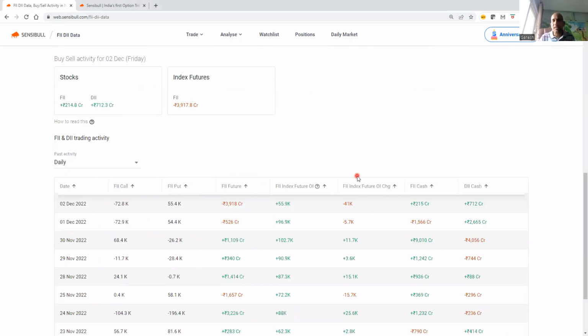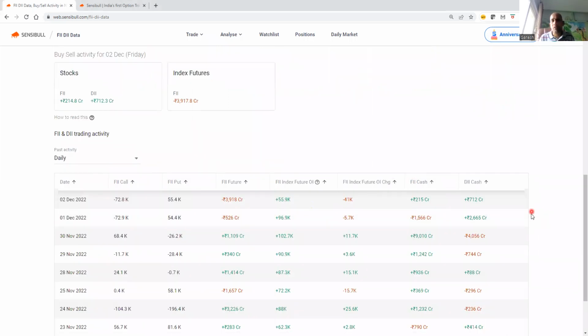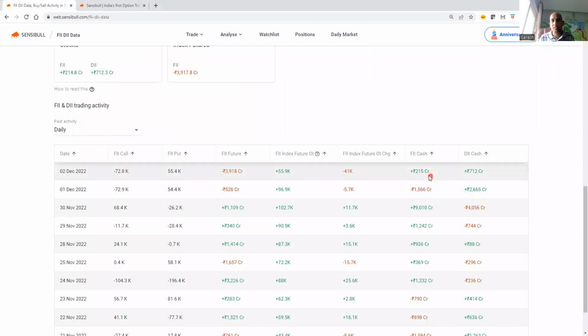So on a daily basis, we know what FIs are doing. FI cash, we can see in this column, right? So how are they buying stocks?